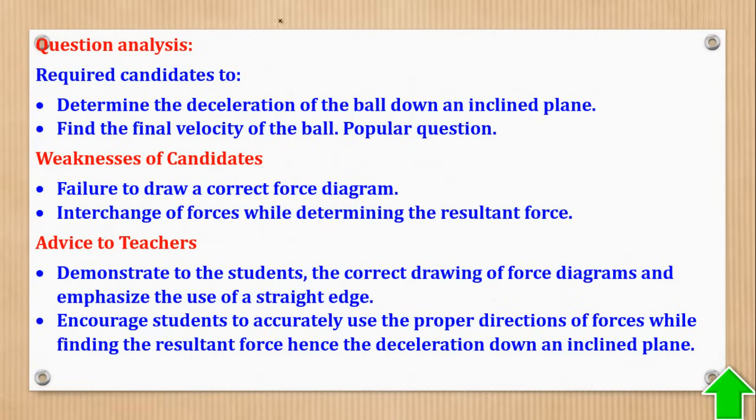So question analysis: the question required candidates to determine deceleration, should be acceleration, of the ball down an incline. Then find the final velocity of the ball, and it was a popular question. Weakness was failure to draw a correct force diagram. Force diagrams are drawn with a ruler. So you should remember that. And the resolved components must be dotted. Then another weakness was interchange of forces while determining the resultant force. That is why you must put the direction of motion, which is the acceleration. Because if you don't put it, you'll not know which is bigger than the other.